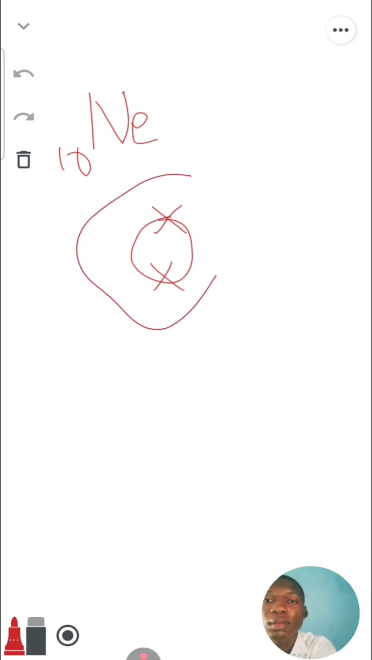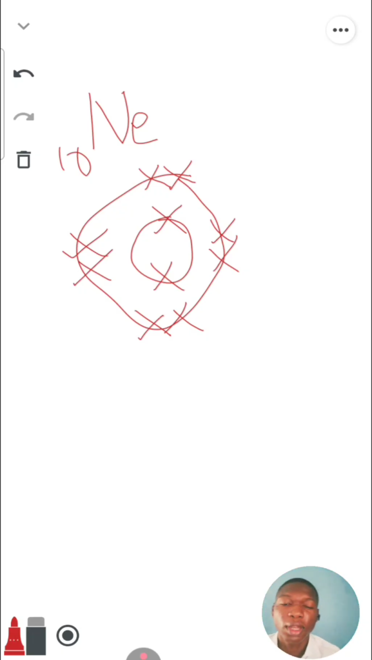It goes thus 1, 2. The first can only take 2. Are you getting that now? So that means the remaining 8 we have to move to another shell. All right, so 1, 2, 3, 4, 5, 6, 7, 8. So that's the electronic configuration of neon. Is that okay?